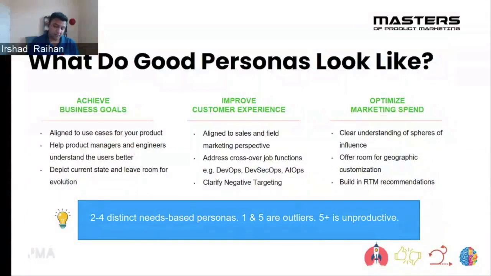Five might be too much. If you're bordering on that, anything more than five, you really have to think about whether you could think about needs in a somewhat broader fashion and bring it at least down to five. Even five, I would say, is an outlier, but anything more than five is just too many personas. It's going to be very confusing for your field as well as your field marketing teams to execute.